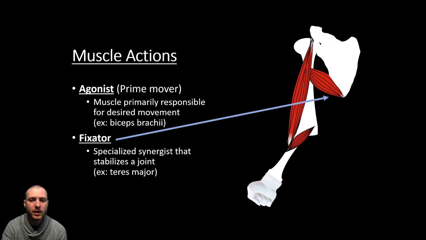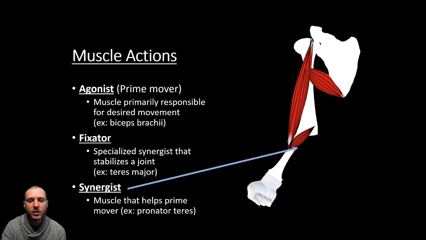But because we want to only move certain joints, in this case, the biceps brachii crosses the shoulder and the elbow. So if we were to contract unimpeded by anything else, both the shoulder and the elbow would move, but we don't want to move the shoulder. We just want to bend the elbow. So we're going to utilize muscles that also act on the shoulder to help stabilize it or fix it in place. These muscles that fix other joints in place are known as fixator muscles. They're a special type of synergist that stabilize a joint. The example here would be teres major, which would prevent the shoulder from flexing because teres major is an extensor muscle.